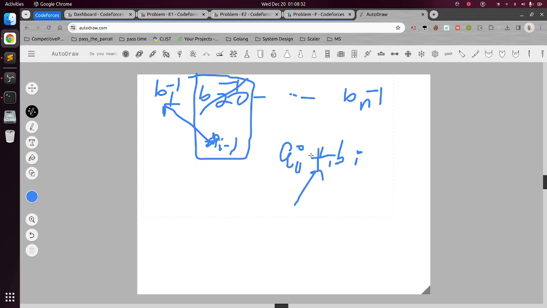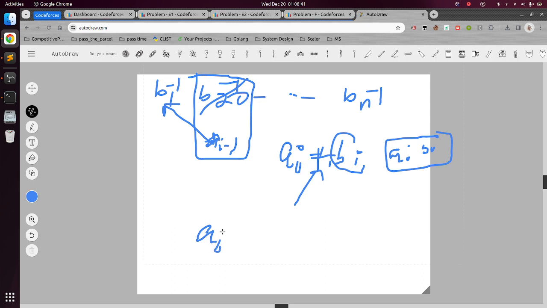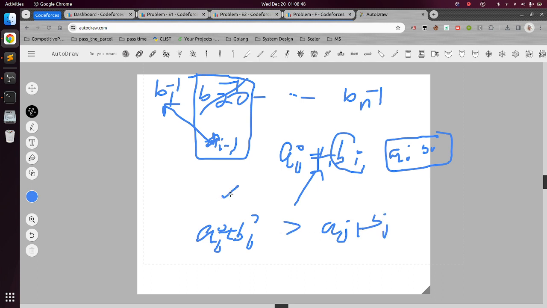If Alice chooses a color, it will be optimal for her, because A of i and B of i, if this sum is larger than some A of j plus B of j, then choosing it is beneficial. Either A of i was greater than A of j, or B of i was greater than B of j. This is the only way that this sum was greater.